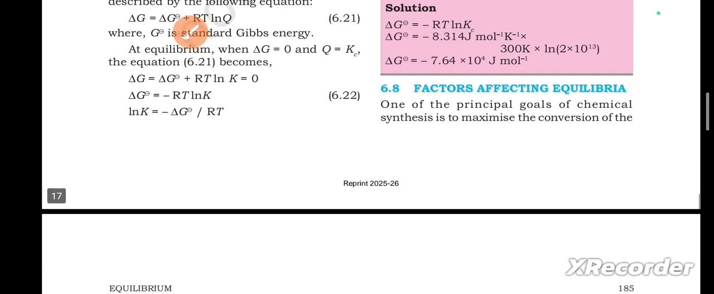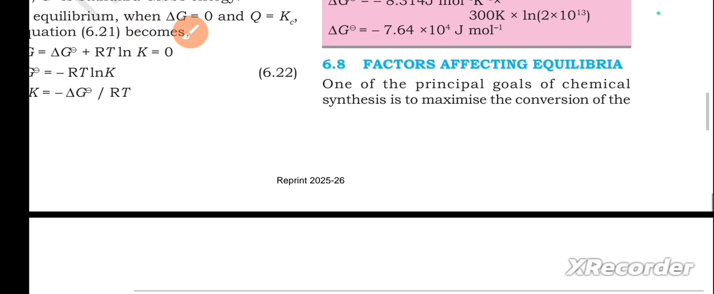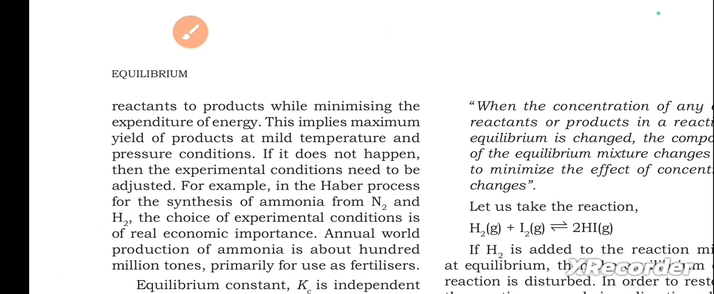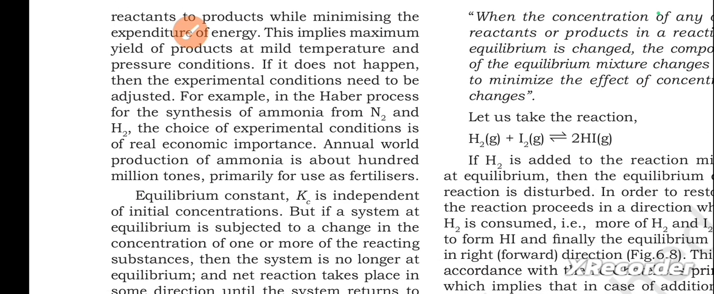Next, factors affecting equilibrium. One of the principal goals of chemical synthesis is to maximize the conversion of the reactants to products while minimizing the expenditure of energy. This implies maximum yield of products at mild temperature and pressure conditions. If it does not happen, then the experimental conditions need to be adjusted.